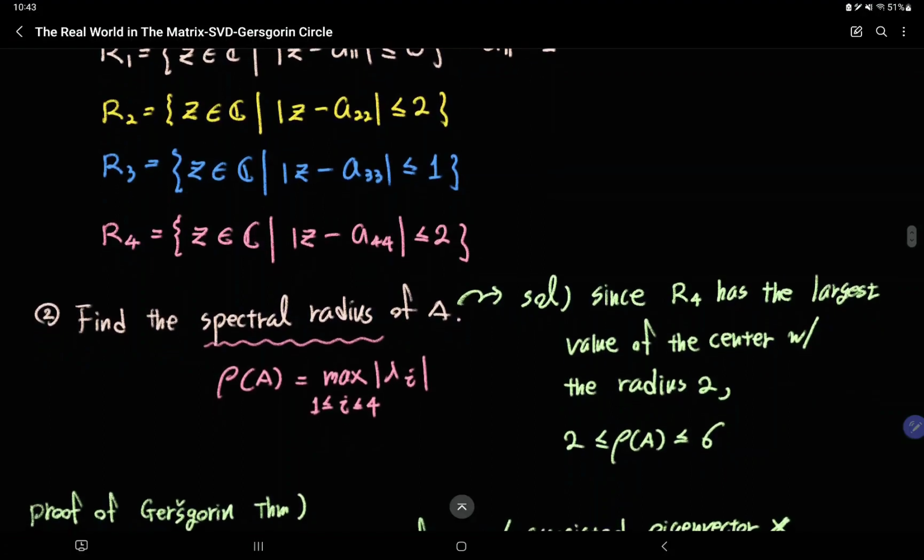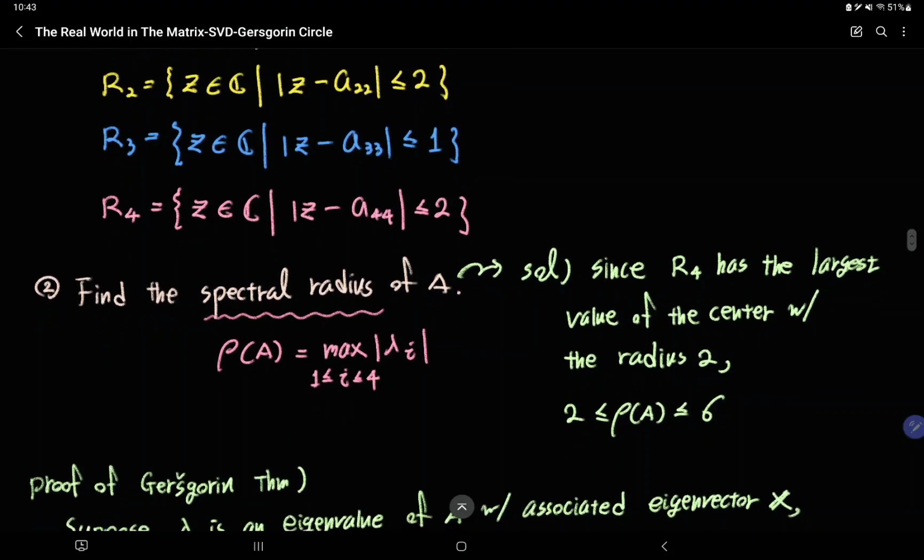Then let's find the spectral radius of A. The spectral radius rho of A, denoted by rho of the matrix A, is the maximum of the absolute values of the eigenvalues. Since R4 has the largest value of the center with radius 2, the spectral radius must be bounded by 2 and 6.